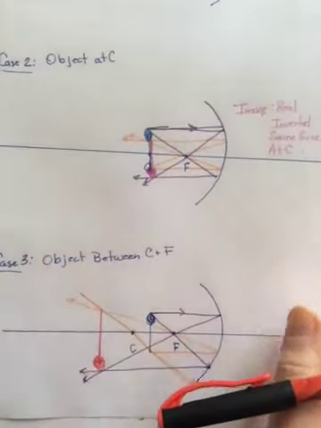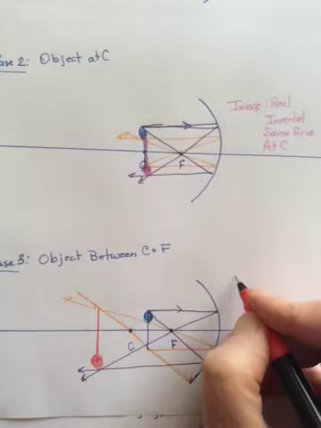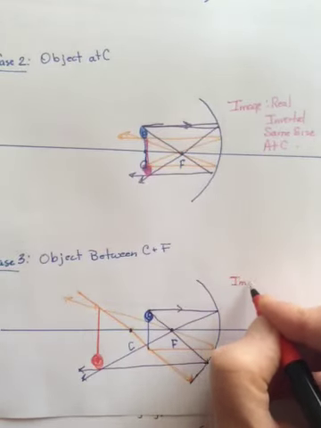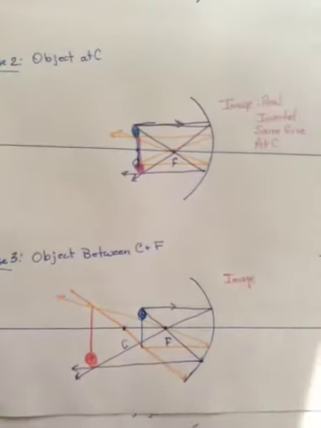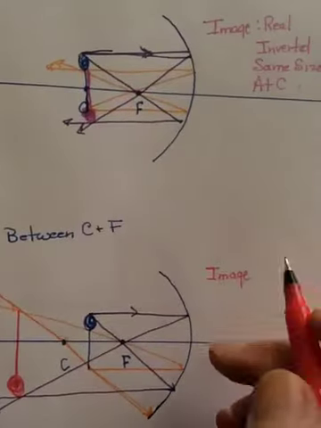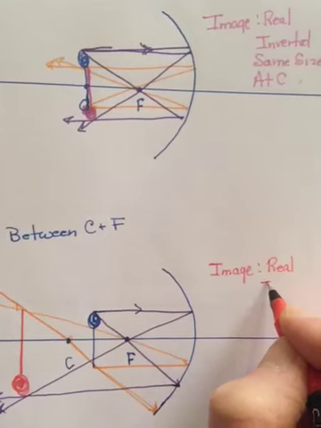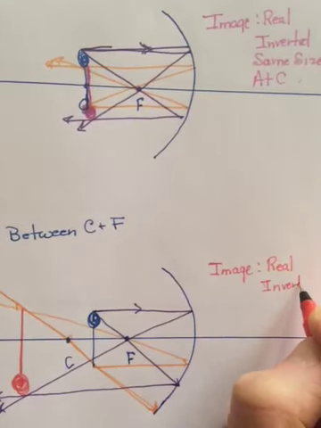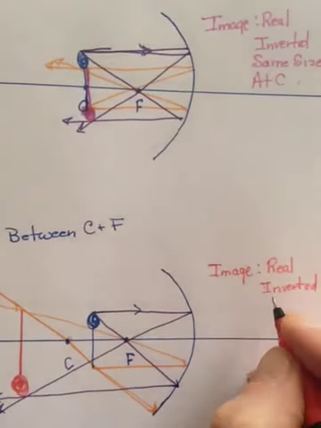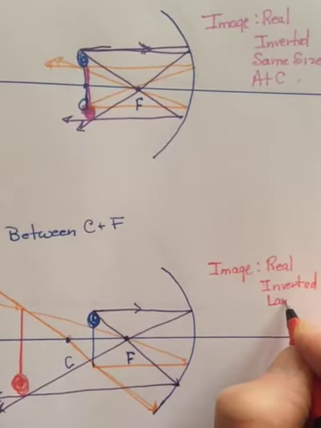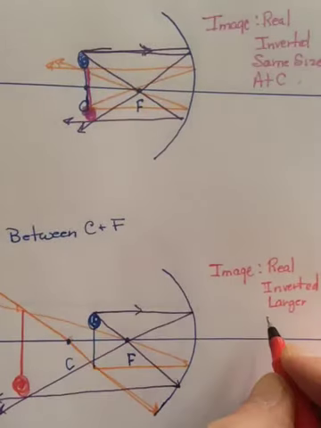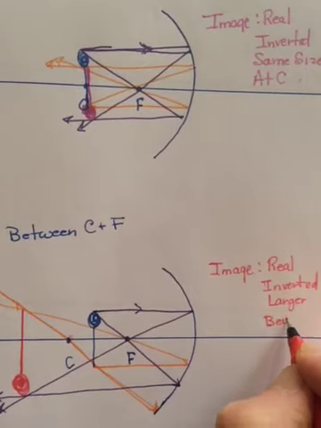And so what is this image? Well, it's inverted again, and so it's also real. So image is real, inverted, this time larger, and beyond C.